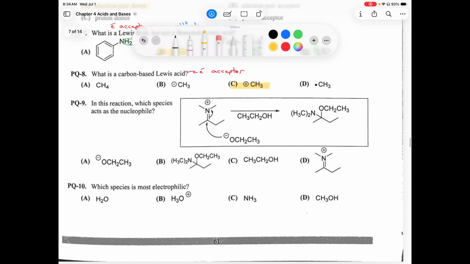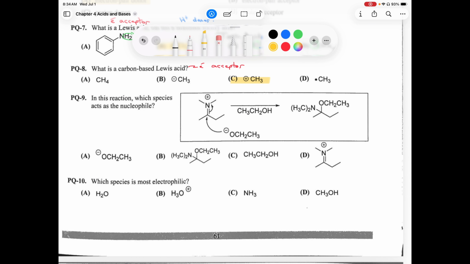Question number 9. In this reaction, which species acts as a nucleophile? So you need to understand nucleophile and electrophile. A nucleophile is a nucleus lover, so to speak. Now, what is the charge of a nucleus? Well, a nucleus is positive, isn't it? Because what's inside the nucleus? Protons, which are positive, and neutrons, which are neutral. And so we're looking for something that would be looking for a positive charge. Well, what's attracted to a positive charge? Based off of electrostatic force, it's going to be something with a negative charge. And so our ethoxide here is going to be our nucleophile.